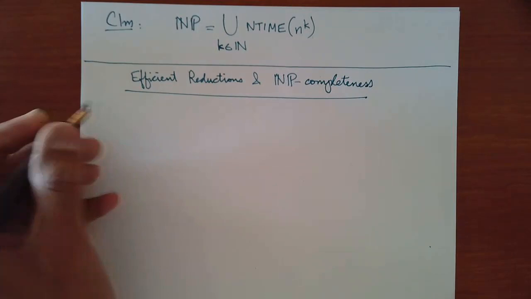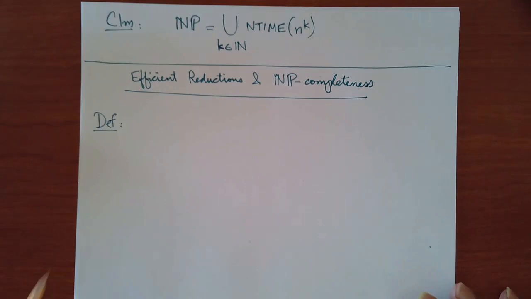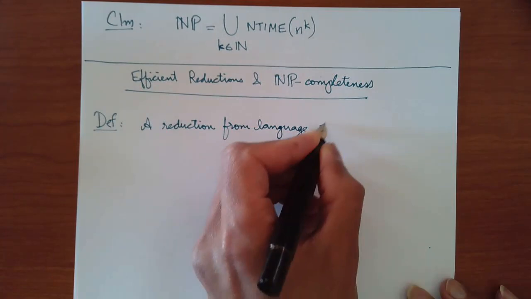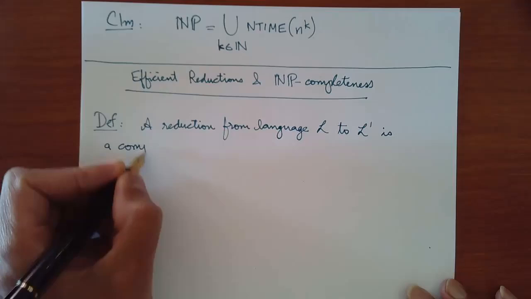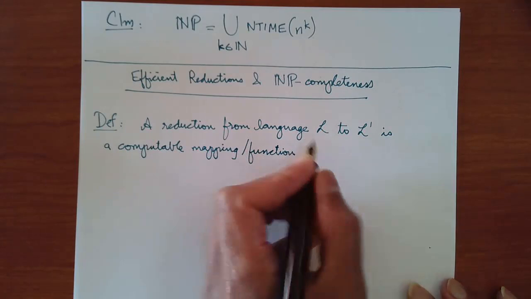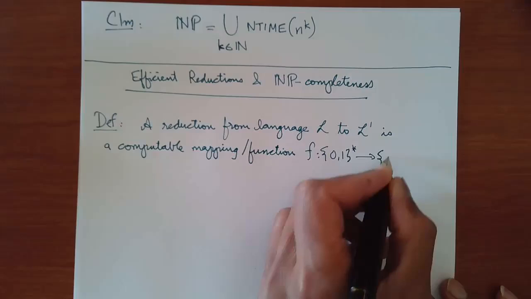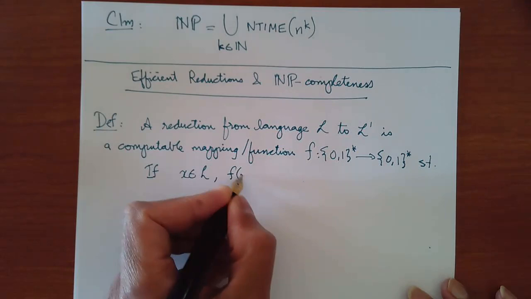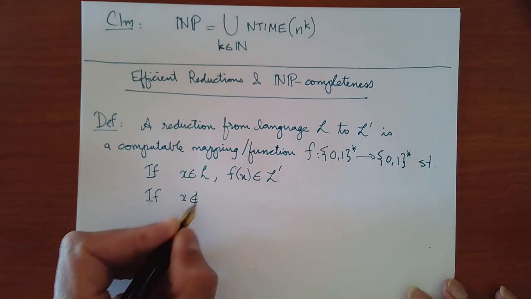Okay, so let us recall, this is a classic definition of reductions. A reduction from a language L to L prime is a computable mapping or function from strings to strings such that if x is in L, f of x is in L prime. And if x is not in L, then f of x is not in L prime.